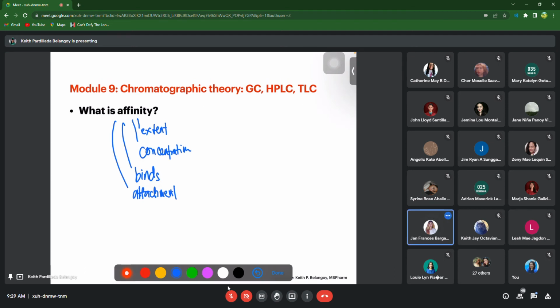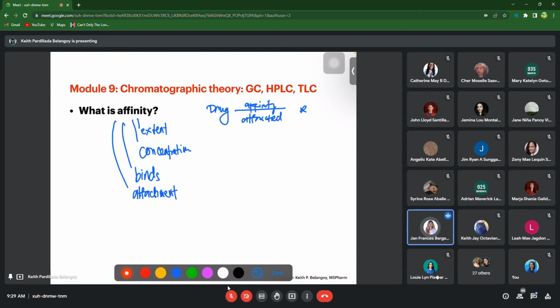Yes, Miss. This term is not new to us. For example, a specific drug molecule has its own affinity or attractiveness to a specific receptor. Like histamine, Miss, it is attracted to its histamine receptors.